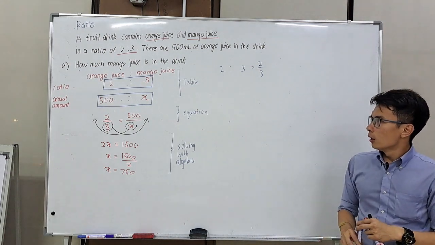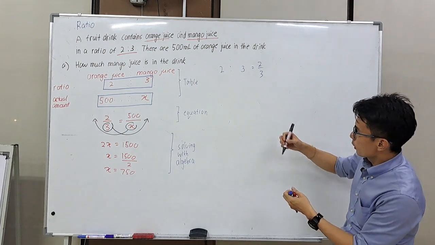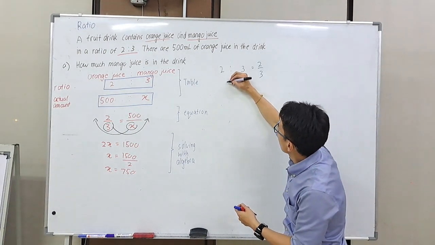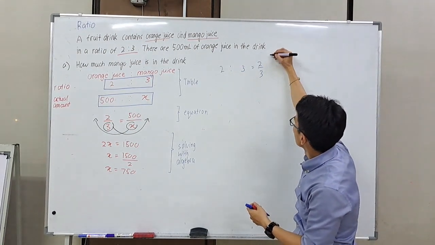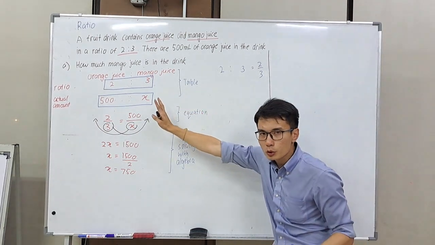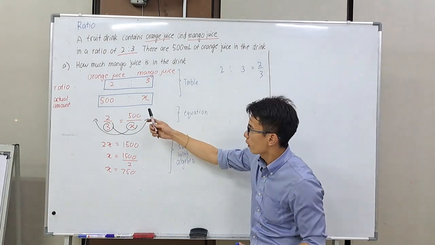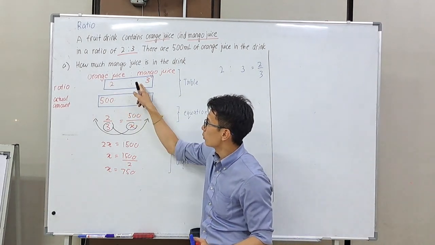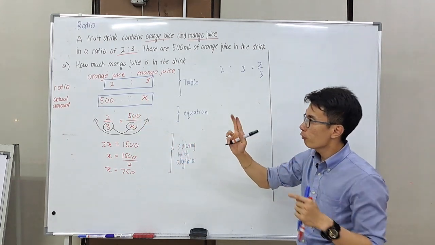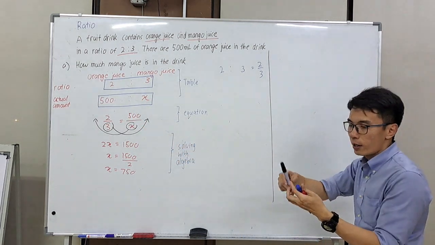Now, I'm going to show you something interesting over here. I'm going to draw a line here. I'm going to redo this question, but I'm going to show you the way that I prefer. Actually, I don't prefer to draw the box horizontally. I prefer to draw the box vertically. Let's see why.